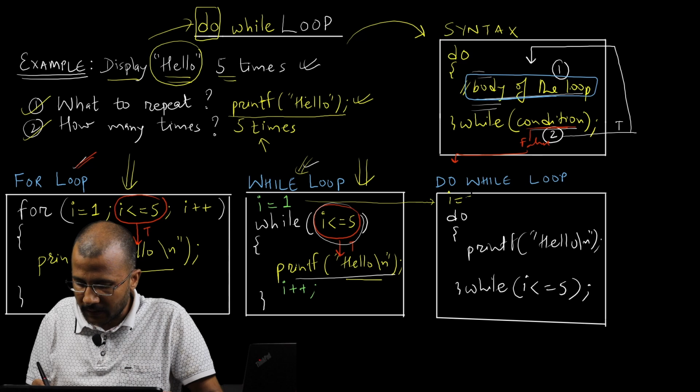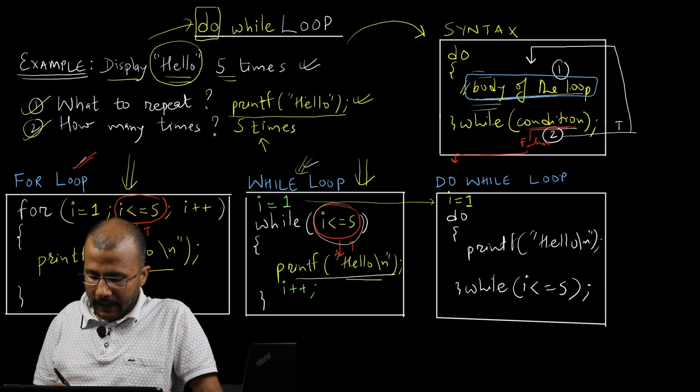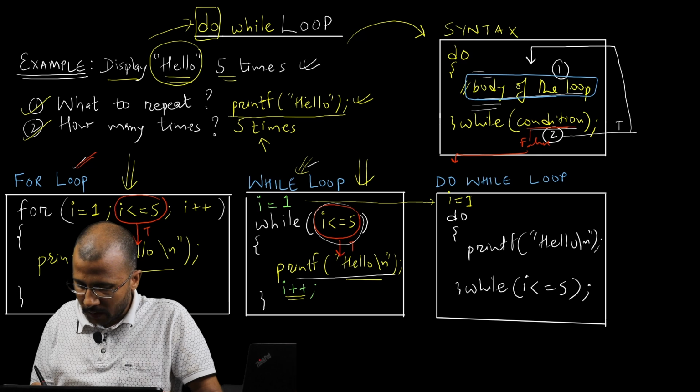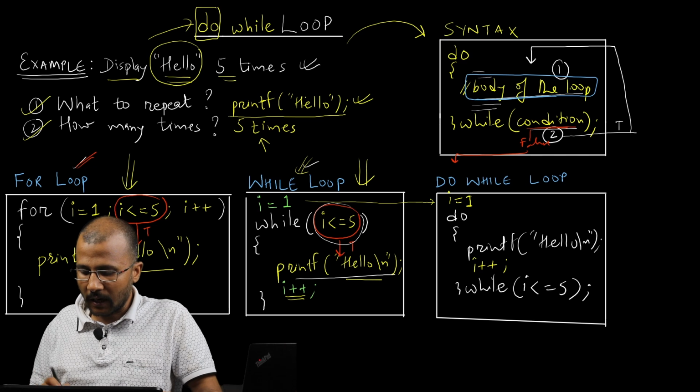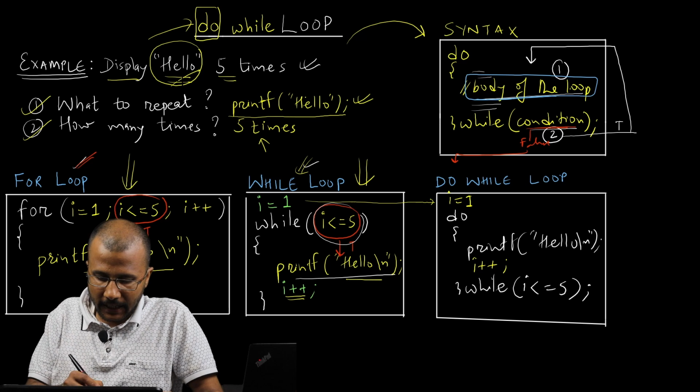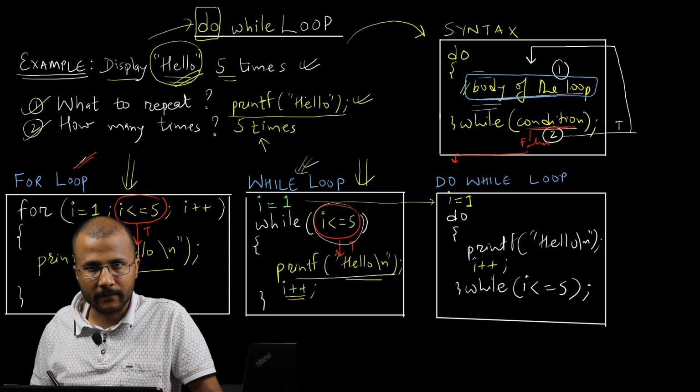So I will be initialized to 1, and this updation statement will be the last statement of the body of the do while loop. So I'll write I plus plus here. So this is how you actually write the statement for displaying hello on the screen 5 times.